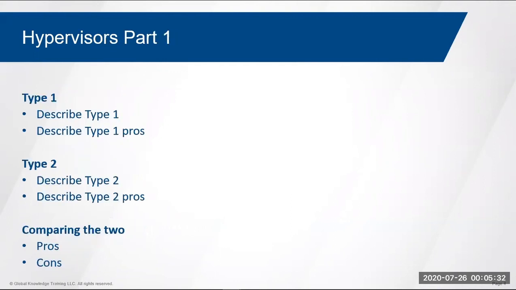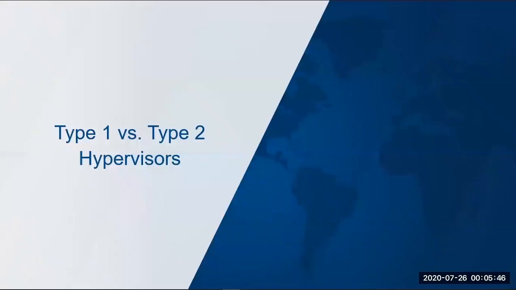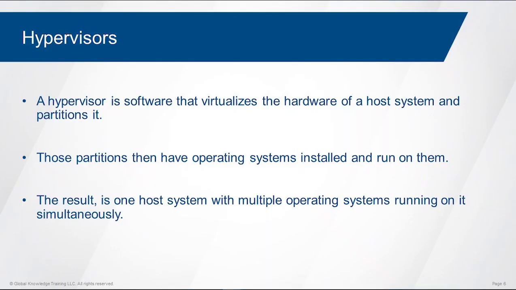Hypervisors, part one. Type one, we'll describe type one, describe the type one pros, describe type two and the type two pros, and then pros and cons. Now, type one versus type two hypervisors. First off, a hypervisor, what is it? A hypervisor is a piece of software that takes the hardware and virtualizes it.